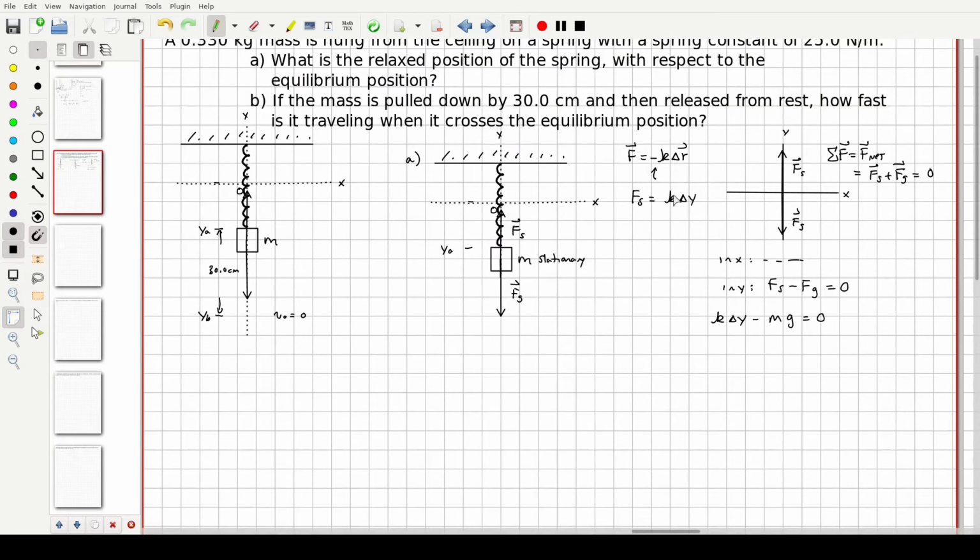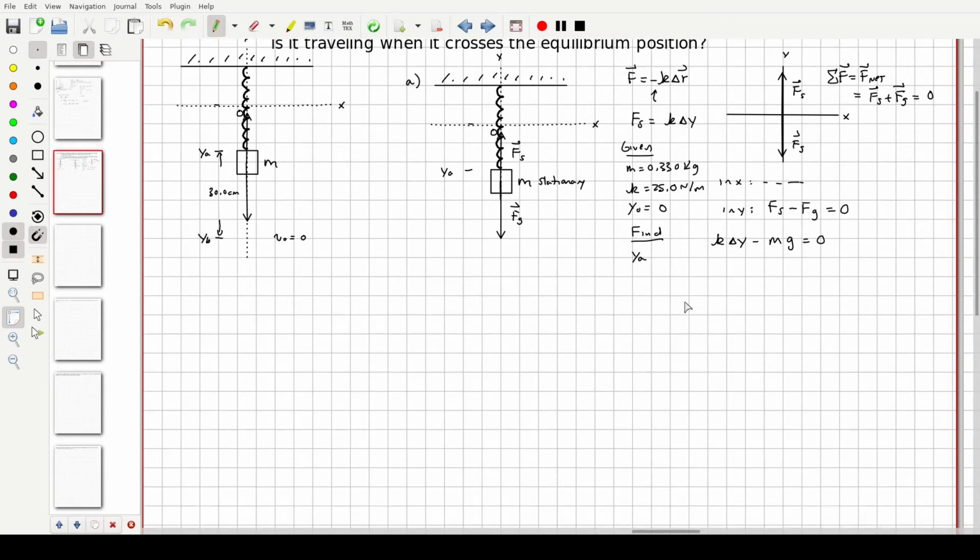So if you wanted to write out givens for this, we have a mass that's 0.330 kilograms. We have a spring constant that's 25.0 newtons per meter. Our initial position for this is 0. Okay, and we're trying to find the stretched position, which is, I don't know why I'm calling it x here. That's habit because we do this thing along x so much, right? Sorry about that. And so we want to try to find y sub a.